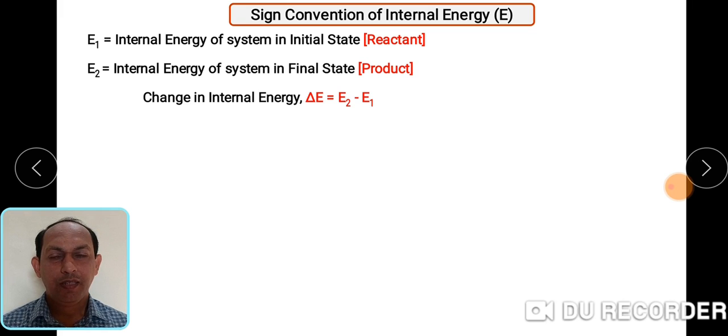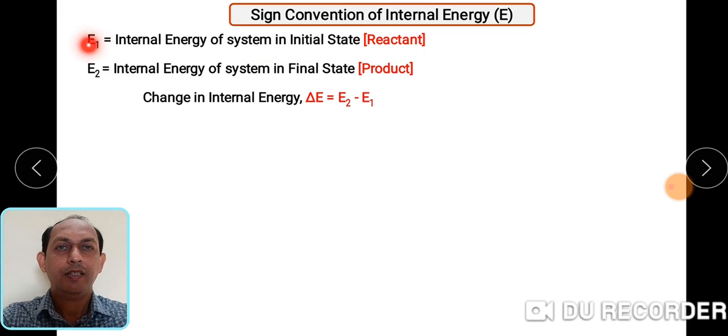But when it goes from one state to another state, the internal energy of the system will be different in the two states. That is, initially there will be some amount and finally there will be some other amount, whether lower or higher. So let us first consider the initial state. We will say A is the initial state and B is the final state. Okay. So E1 is the internal energy of the system in initial state. That is also we can say whatever the reactant molecules which are present initially, they are having internal energy E1.